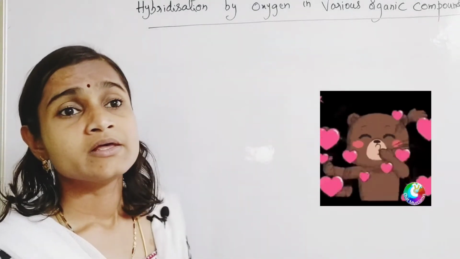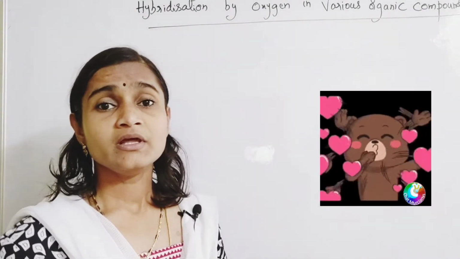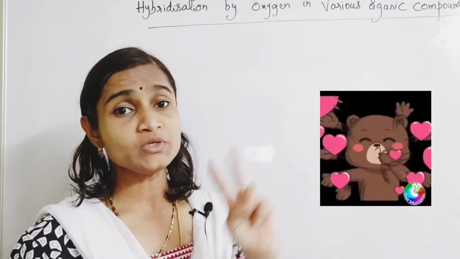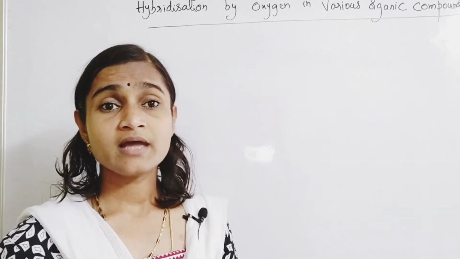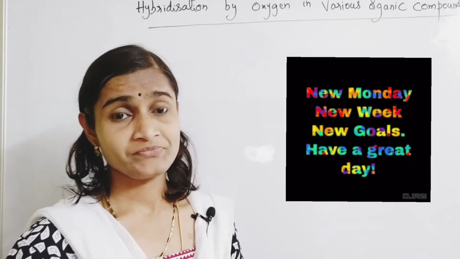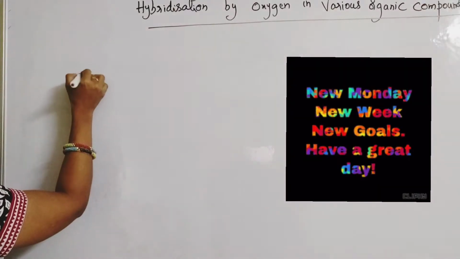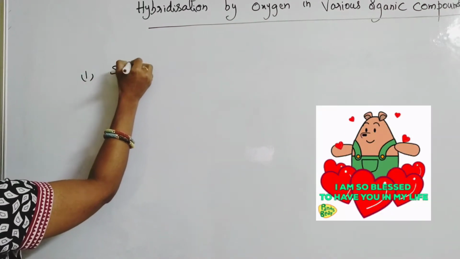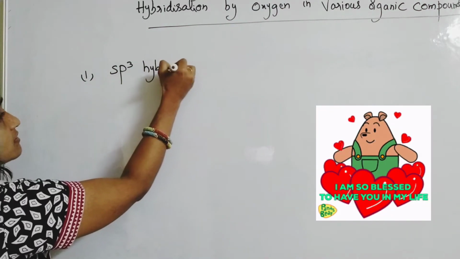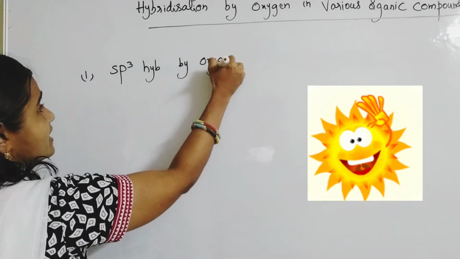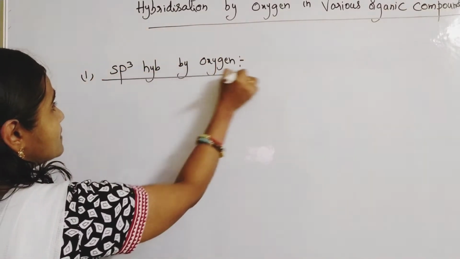Here I just wanted to tell you that oxygen can exhibit only two types of hybridizations. They are sp2 and sp3. So let us discuss them one by one. First, let us discuss sp3 hybridization exhibited by oxygen in various compounds.